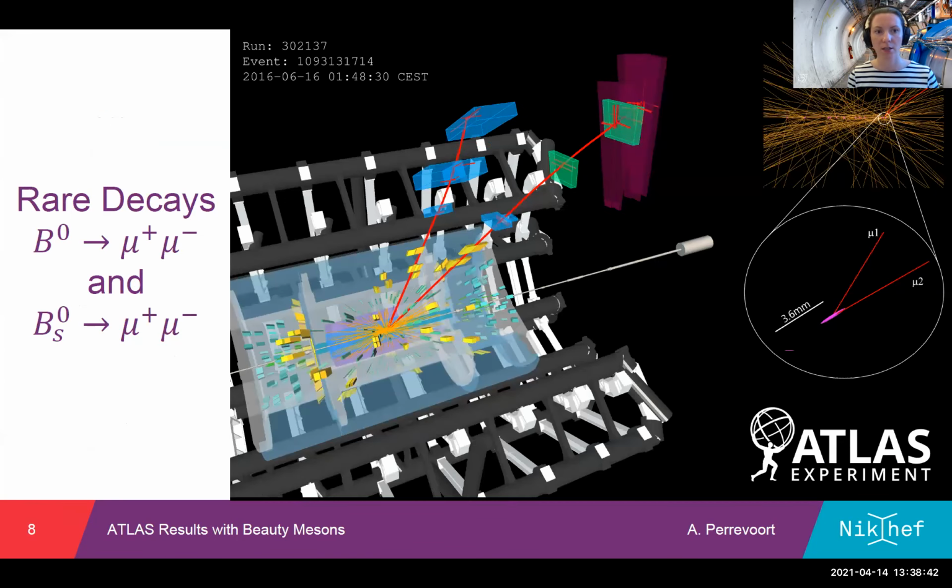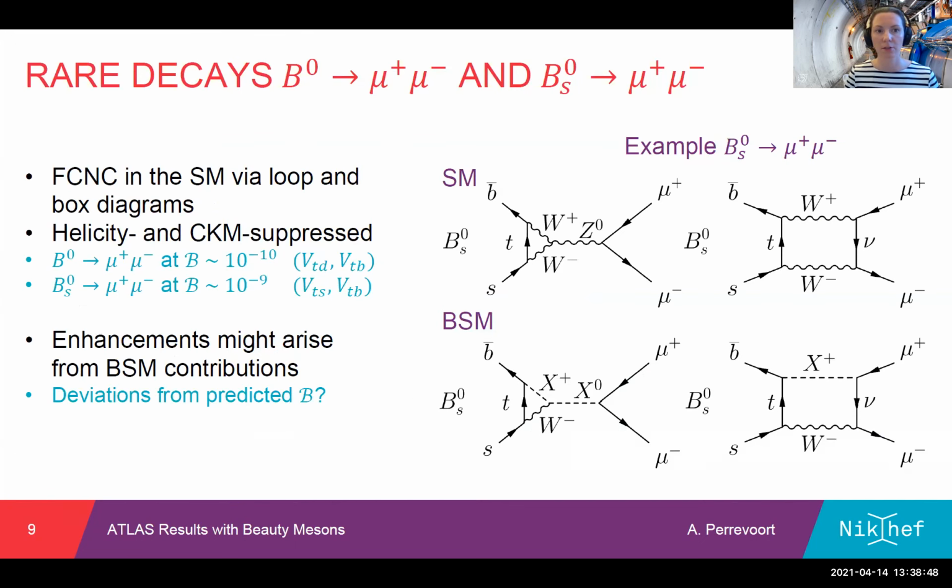Moving on to the rare decays, B and B sub S decaying to muons. This is a flavor-changing neutral current process. In the standard model, it is mediated via loop and box diagrams. It is helicity and CKM suppressed, so it's really rare. B to mu mu occurs at branching fractions of 10 to the minus 10, B sub S to mu mu at 10 to the minus 9. That means with the very low standard model contribution, even small contributions from BSM physics might get easily visible, and so it's a really nice playground to search for this. So we are searching for deviations of the predicted branching fraction.